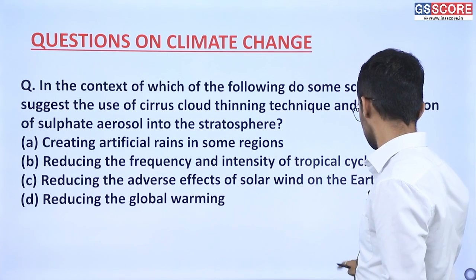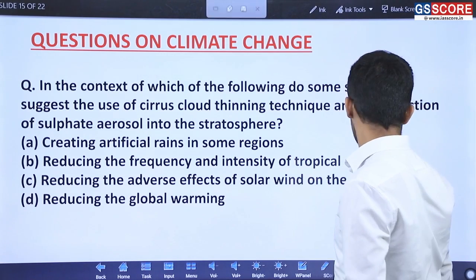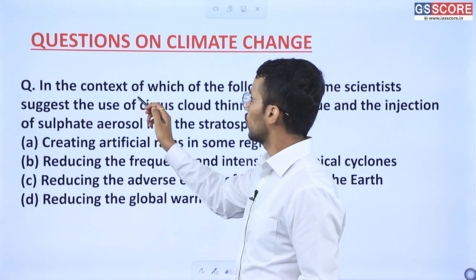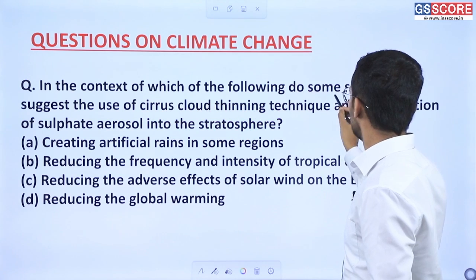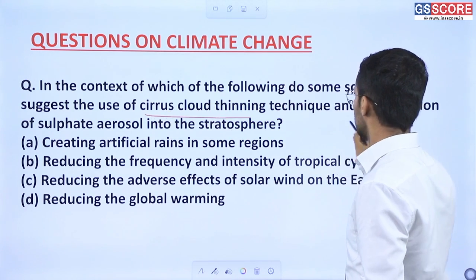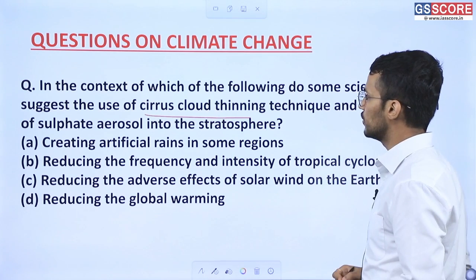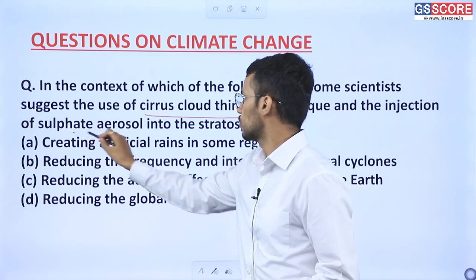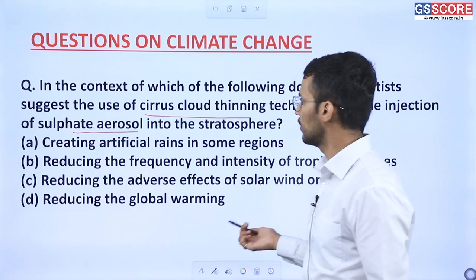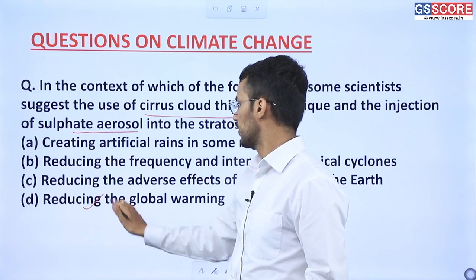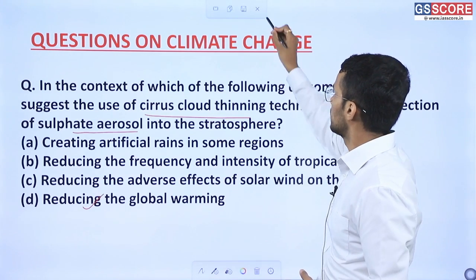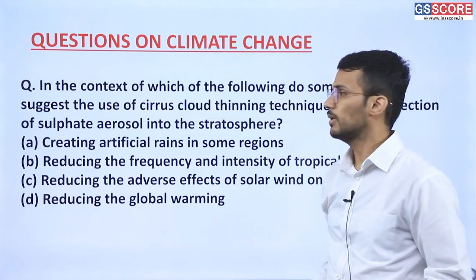One more question related to climate change. Question is, in the context of which of the following do some scientists suggest the use of cirrus cloud thinning technique and the injection of sulfate aerosol into the stratosphere, right? So it has been recommended by various scientists for reducing the global warming, right? So these are some questions asked by UPSC from climate change.